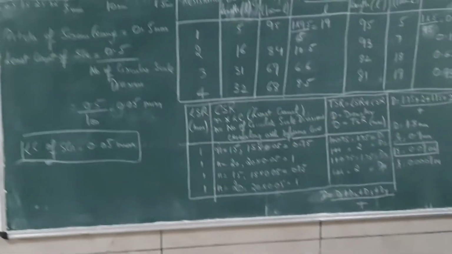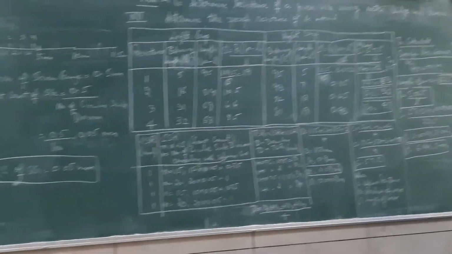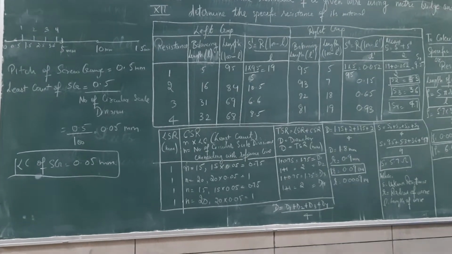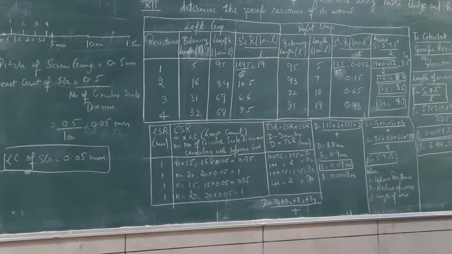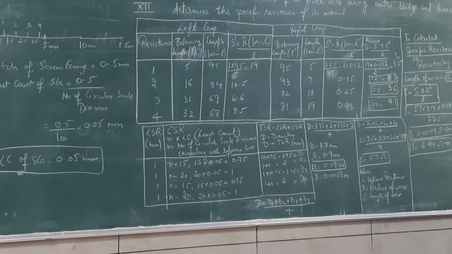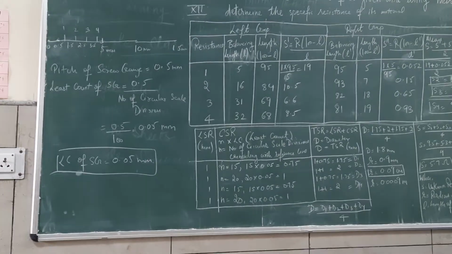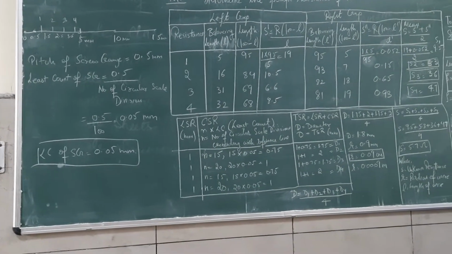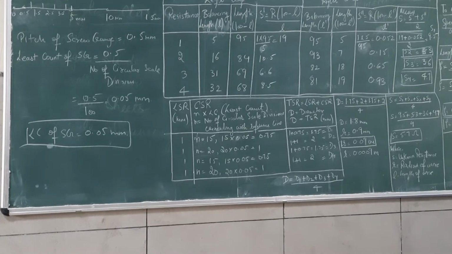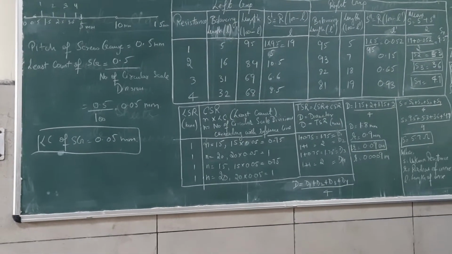Actually students, there are 2 kinds of scales given to you in the screw gauge. One is your main scale and another is your circular scale, which I will show you practically in the screw gauge. So in the screw gauge, the number of circular divisions is 100. So from here we have calculated the least count of screw gauge.